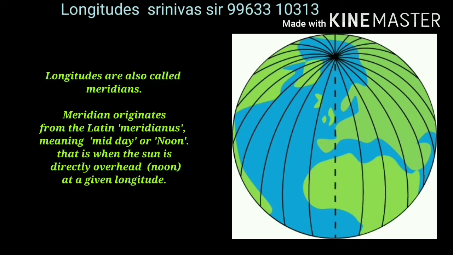Longitudes are also called meridians. The word meridian originates from the Latin word meridianus, meaning noon or midday. It is when the sun is directly overhead at a given longitude. It is noon.